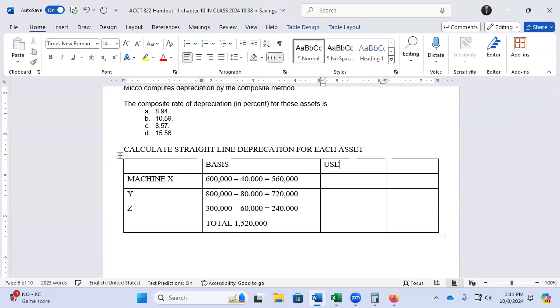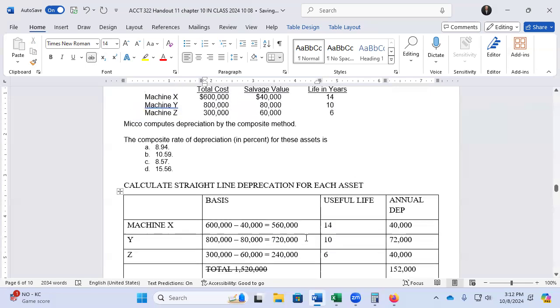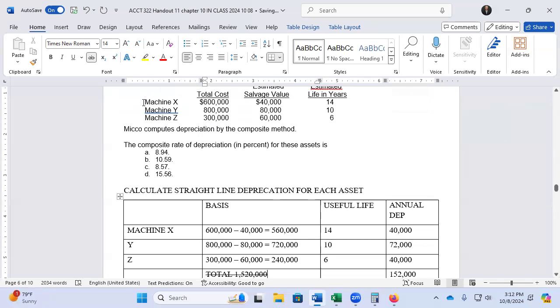And then we're going to divide by the useful life. So this one has a 14-year useful life, this one has a 10-year, and this one has a 6. So annual depreciation, you divide that by 14, you get 40,000, 72,000, and 40,000 for annual depreciation of 152,000. Now we are not going to use that number. We have to go back up and calculate the total cost.